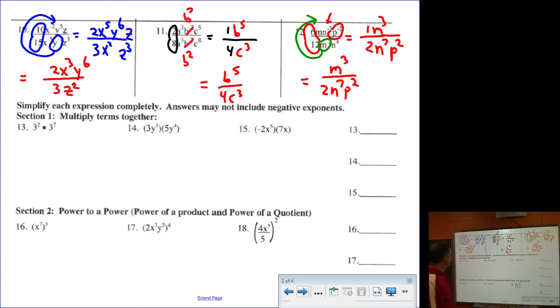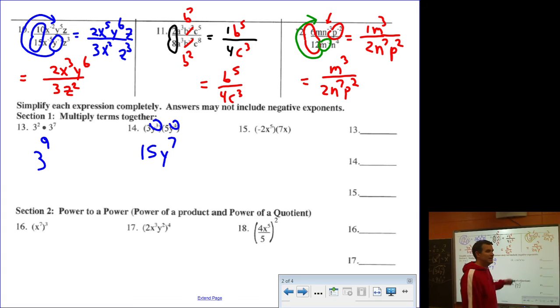All right, let's go through the rest of this review pretty quickly. When I am multiplying terms together, I add the exponents. So this would be 3 to the 2 plus 7, or 3 to the 9th. This would be 3 times 5 is 15. Now I'm going to add the exponents, so that would be 3 plus 4, 7, 15y to the 7th.